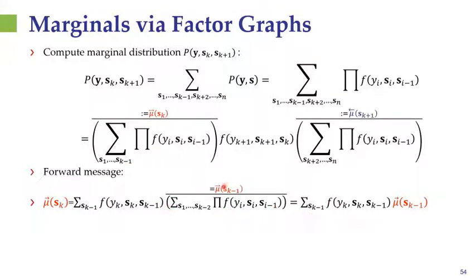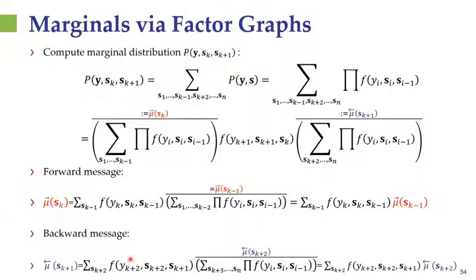and again exploit this Markovian structure to see that it can also be obtained directly from the forward message with respect to the previous state. Now the same goes for the backward message. This term here can also be factorized as follows, and we can also obtain it in a recursive manner from the backward message of the next state.